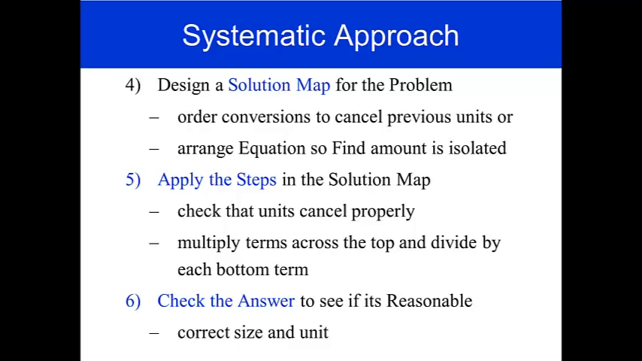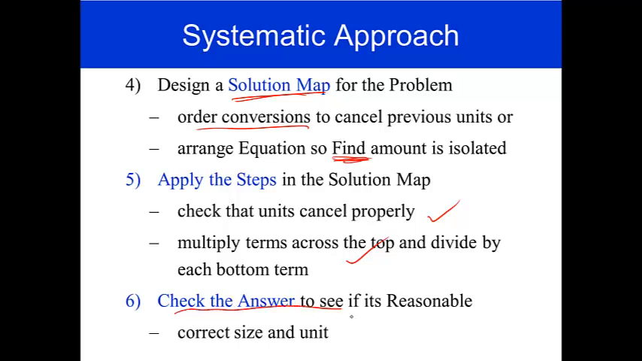Number 4, create a solution map. A solution map is something that will order all the conversion factors such that the previous units get cancelled and you will end with the unit of what you want to find. Apply the steps in the solution map. Check to make sure you have cancelled units correctly. Multiply across the top and then divide from the bottom.